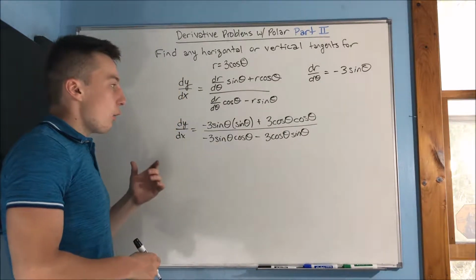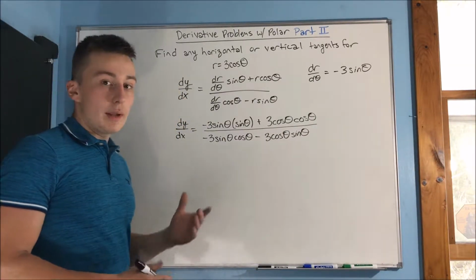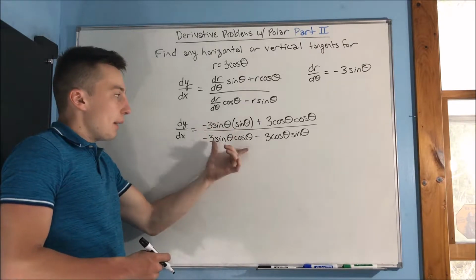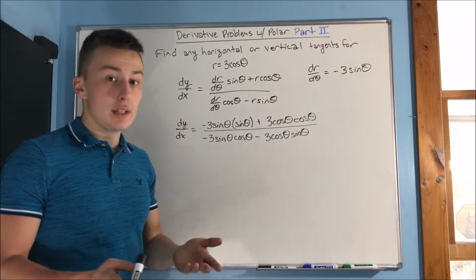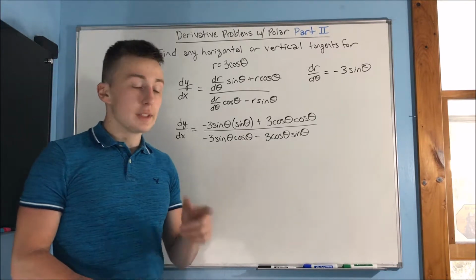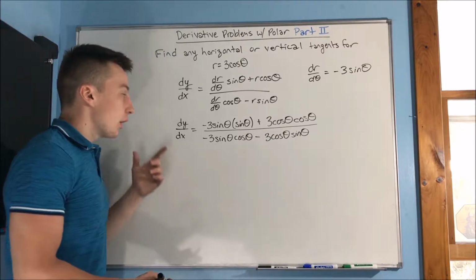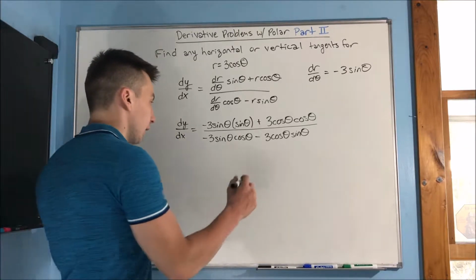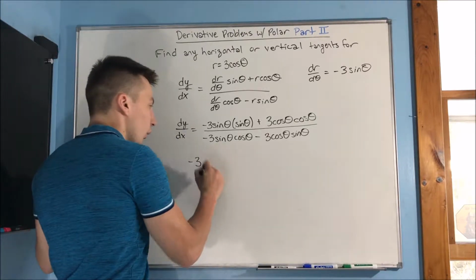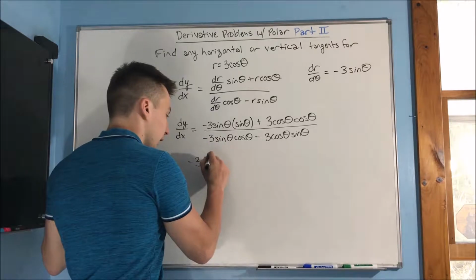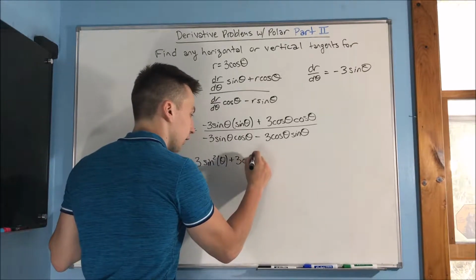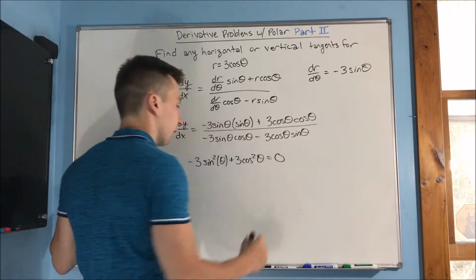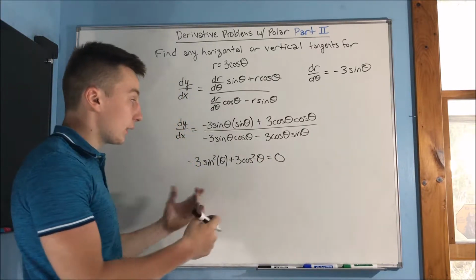Okay, now the first thing that we need to do, right, is find out where the top and bottom are going to be 0, okay? That's the whole point, right? That's exactly how we did it for parametric equations. Okay, so it's going to be the same thing here. So we need to find out where the top is going to be 0, so let's try to find that. We get that negative 3 sine squared theta plus 3 cosine squared theta is going to equal 0. All right, we're going to set that equal to 0 and see what thetas we're going to be dealing with here.